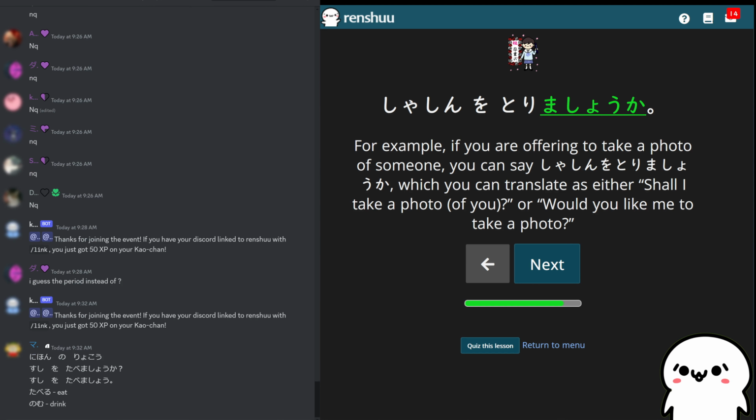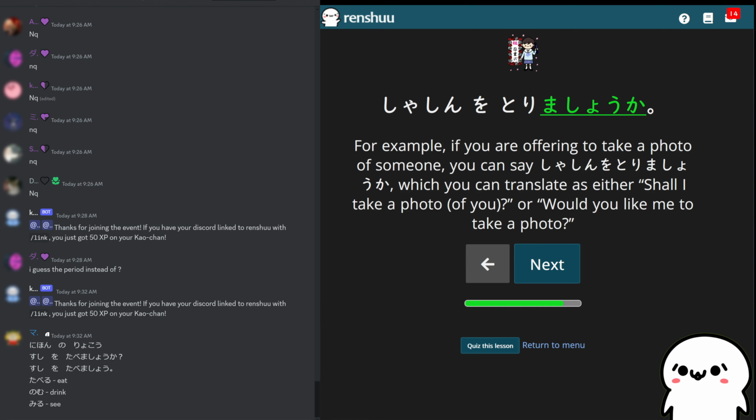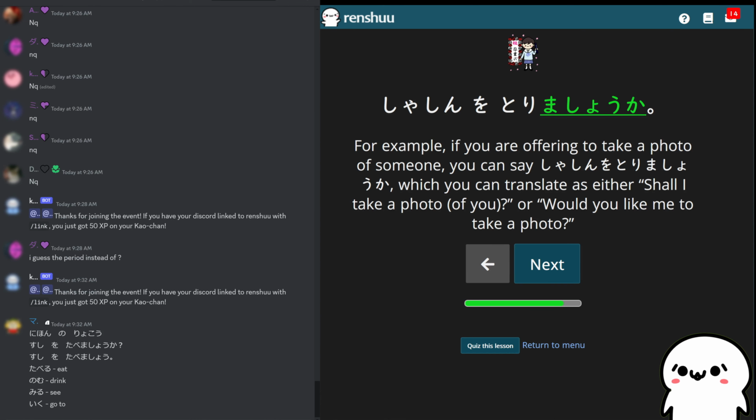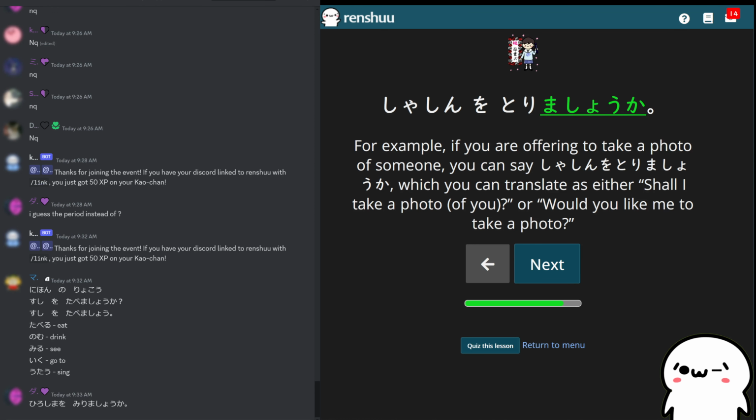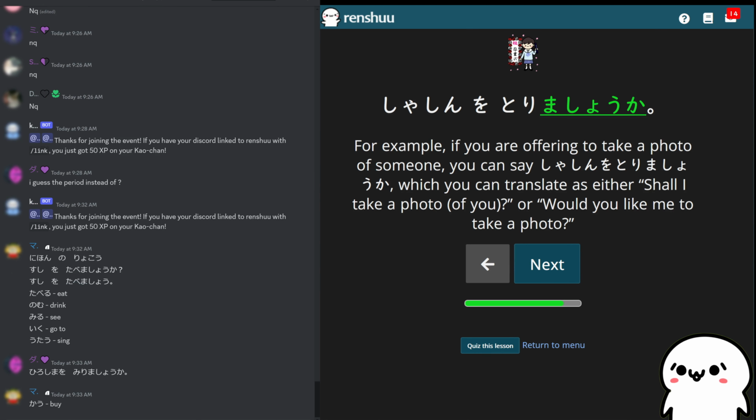There's some good things in Japan to drink. There's something you might want to see. Of course, there's a place you might want to go to. If you're into karaoke, you might be looking to sing a bit. And of course, how can you go to Japan without buying some of the crazy stuff they sell in Japan? So, buy as well.